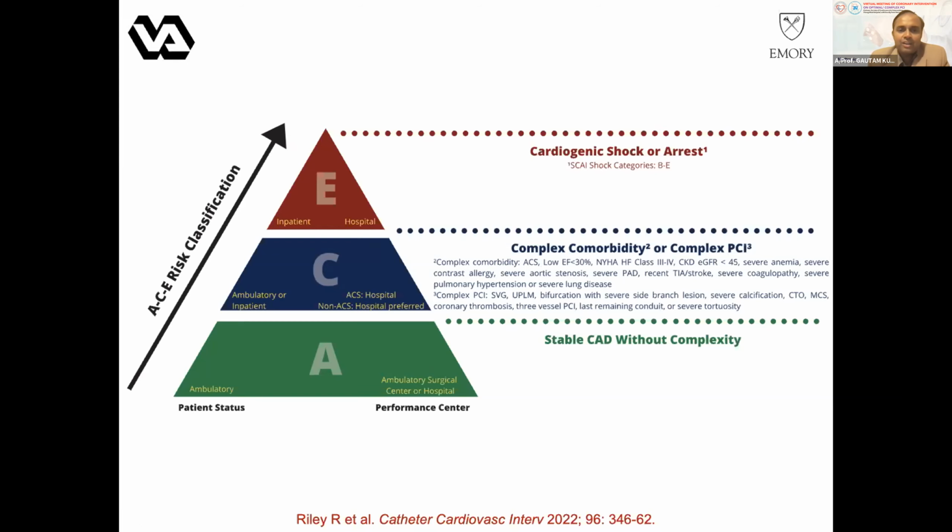Now, complex PCI generally is defined in this subset as SVG, unprotected left main, bifurcation with severe side branch lesion, severe calcification, CTO, MCS, coronary thrombosis, 3-vessel PCI, last remaining conduit, or severe tortuosity. And I think some of the cases you have presented meet all of these definitions. And then, of course, in the E classification, a lot of these are actually patients who have cardiogenic shock or cardiac arrest, which is a very difficult situation.